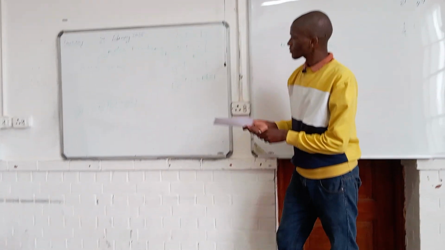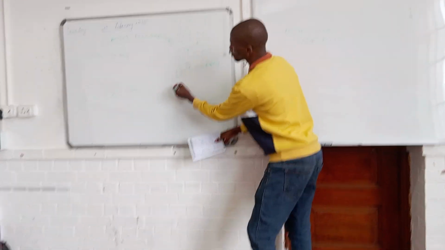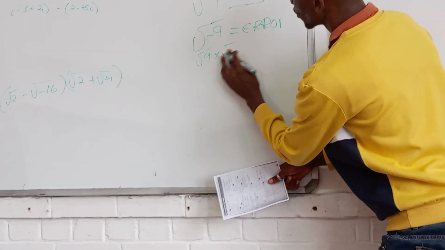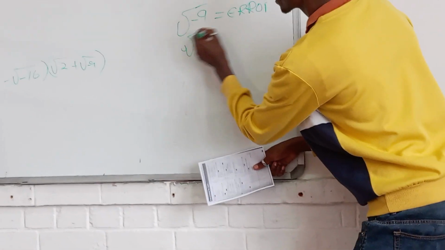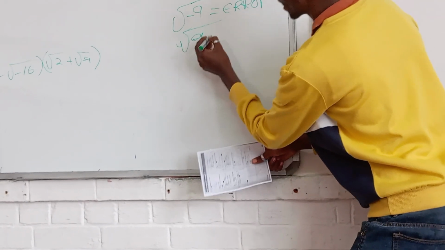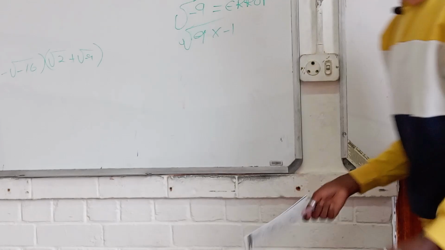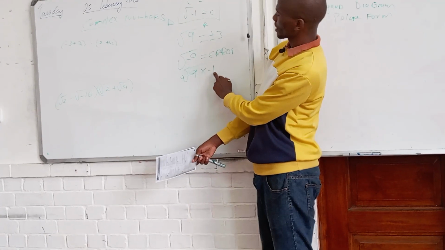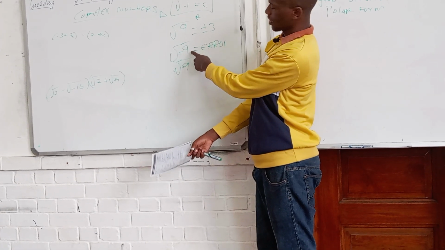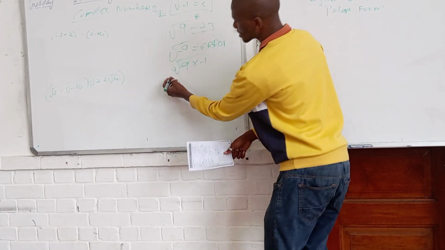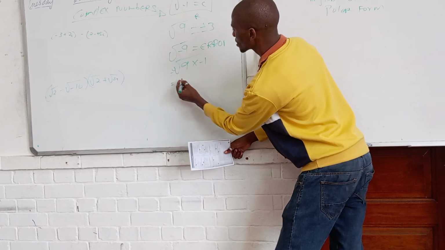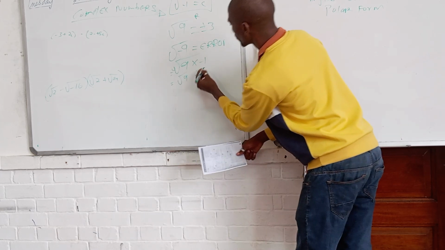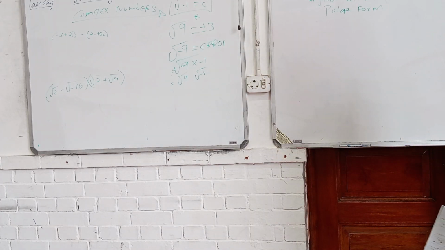Now, if we want to expand this, we can simply say the square root of negative 9 is the square root of 9 times negative 1. We know that 9 times negative 1 gives us negative 9. The next step that can follow, we put the square root of 9 alone, and we also put the square root of negative 1 on this side.